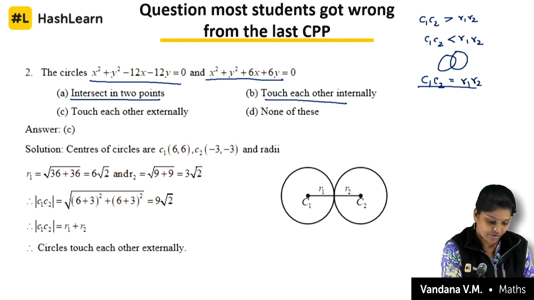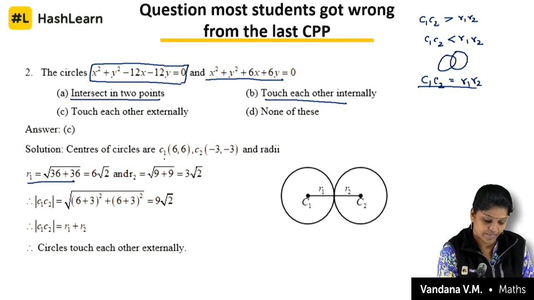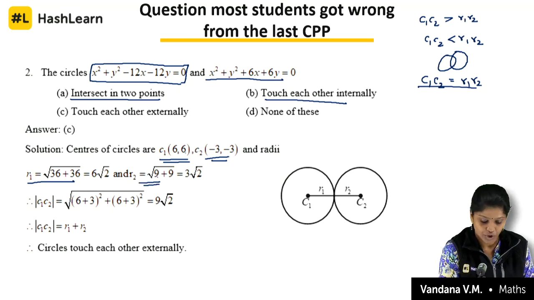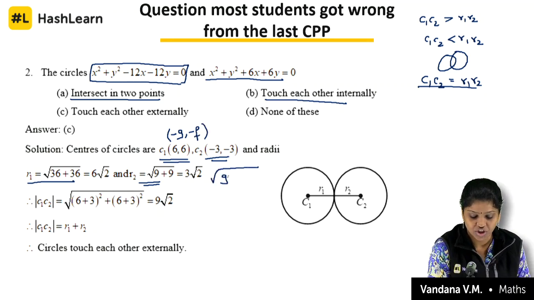Now first find out R1 and C1. C1 is the center for the first equation of the circle. C2 is the center for the second equation of the circle, and find out R2. You know, right, yesterday I told you the center is minus g comma minus f, and the radius is square root of g square plus f square minus c.